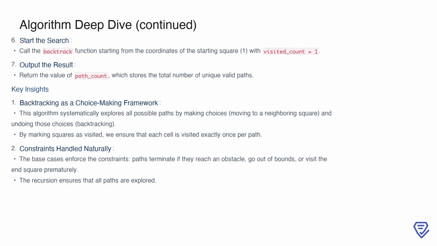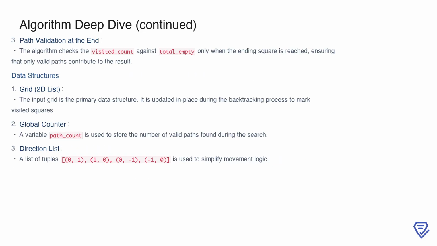Backtracking serves as the core framework here, allowing us to make choices, explore possible paths, and undo those choices when necessary. This ensures that every possibility is considered while adhering to the constraints. The constraints themselves, such as avoiding obstacles and ensuring we visit every square, are handled naturally through the base cases and recursion. The algorithm validates paths only when the ending square is reached, ensuring that invalid paths are excluded. This guarantees that only those paths where all empty squares are visited contribute to the result.